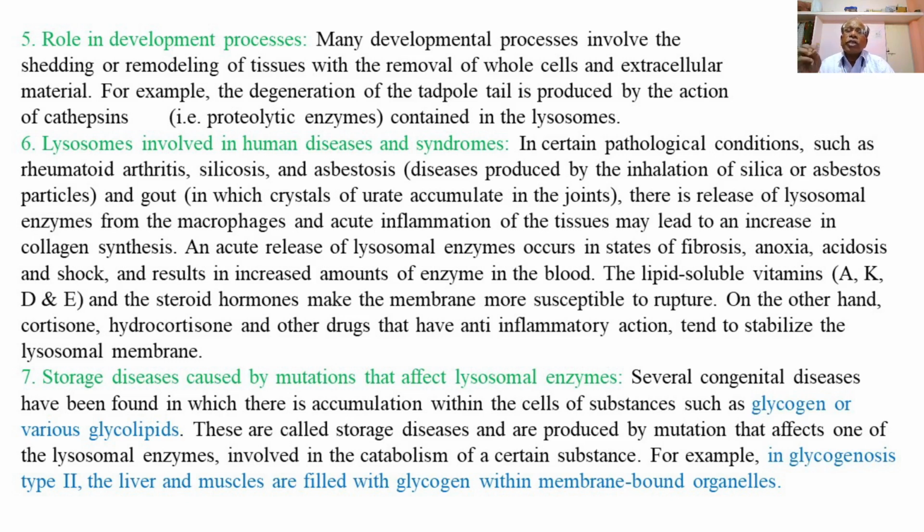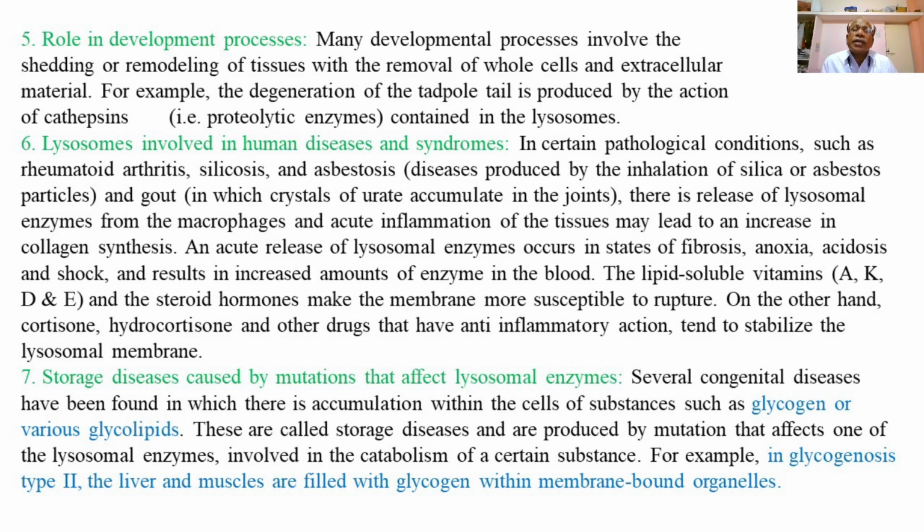So whenever there is accumulation of certain substances in the cell, leading to the storage of a large quantity of these substances such as glycogen or glycolipids, they are called storage diseases and are produced by the mutation that affects one of the lysosomal enzymes. It means that due to the deficiency or absence of certain lysosomal enzymes, diseases are formed in the cell called storage disease. So due to the mutation, what happens?